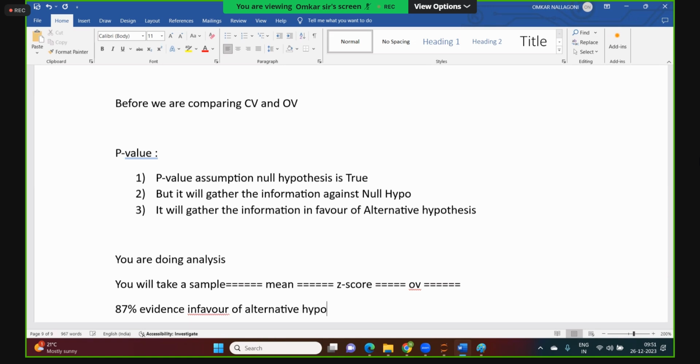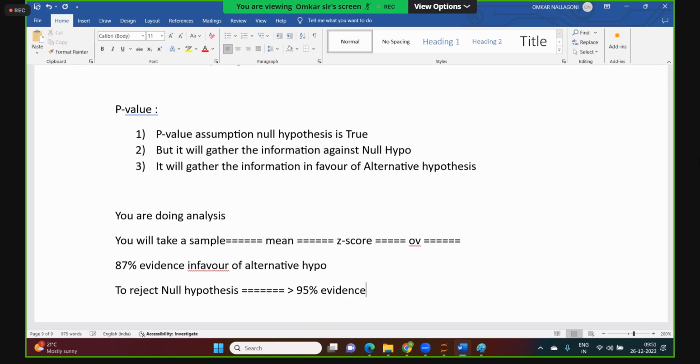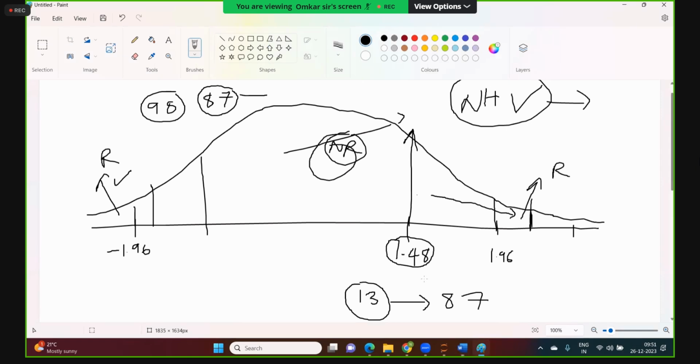But how much do I require? To defeat the null hypothesis, to reject the null hypothesis, I need to gather more than 95% of evidence in favor of the alternative hypothesis. That is not happening. How much do I have? 87 only. So who is correct now? The null hypothesis is correct. Based on the values also you are getting the same thing, right?